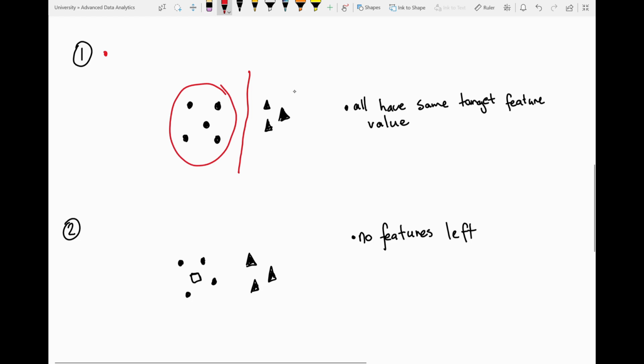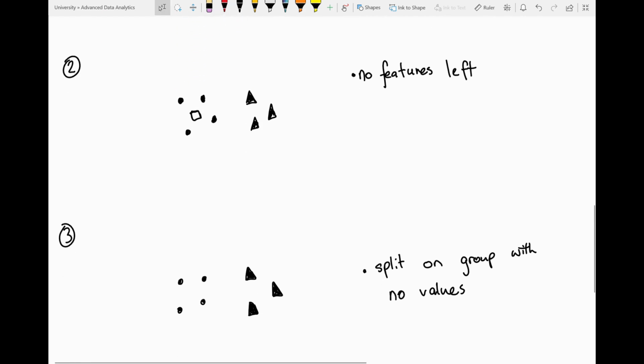Another instance of this is in number 2 here. We do the exact same thing, splitting it into two different sets. We split down the middle, but in this case when we look on the left, we've run out of features, so we don't have any more features to split the data into groups, but we have a square in the middle. Before, we had all dots, but this time we don't have all dots, we have a square in the middle.